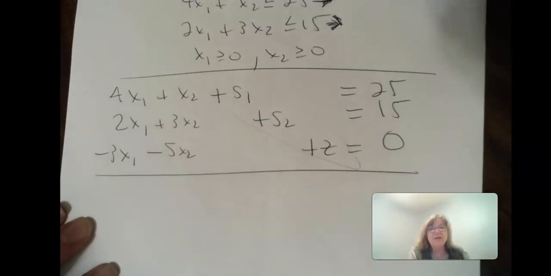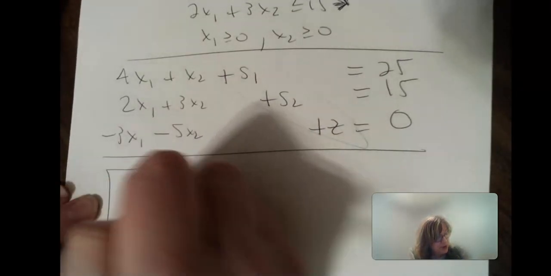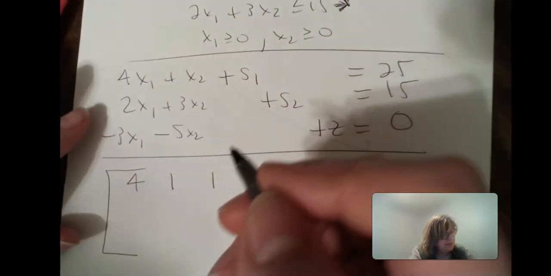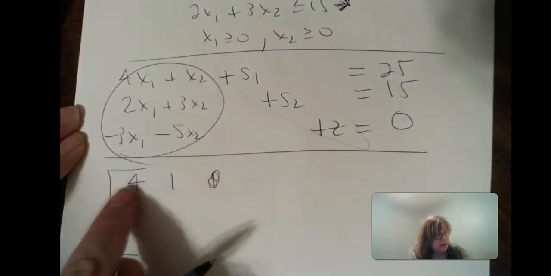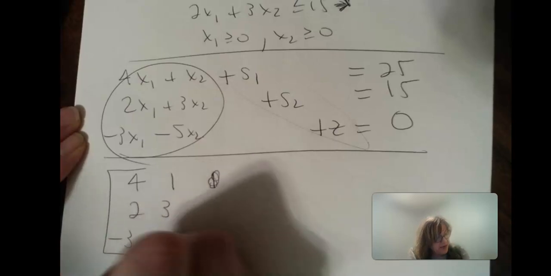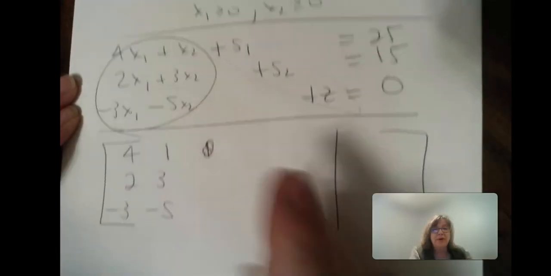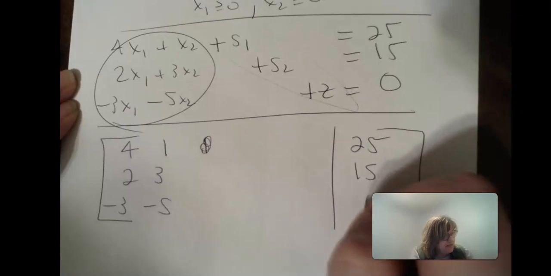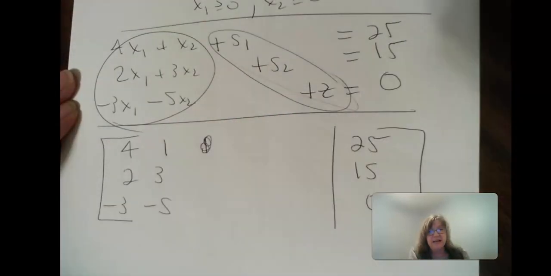All right. Now let's turn this into a matrix. Top row is going to be 1, 1, 1. And then I like to just write these leading ones. So I'm going to write 1, 2, 3 underneath that, and negative 3, negative 5 underneath that. Then I'm going to come over quite a ways, draw my line, and put my totals. So 25, 15, 0. Then I'm going to make the diagonal of 1s that my slack and my z make.